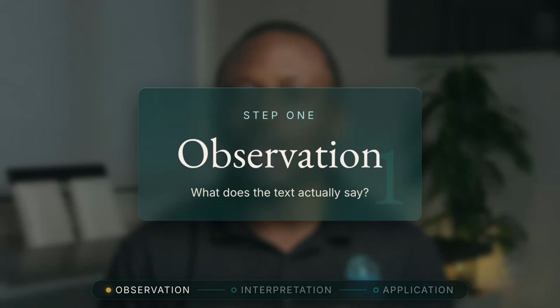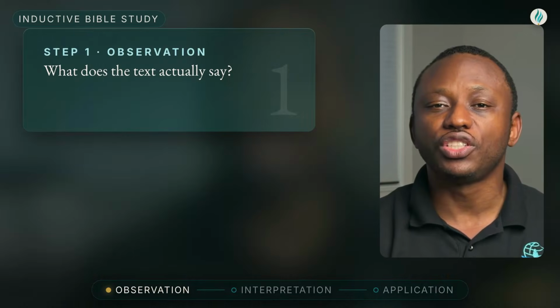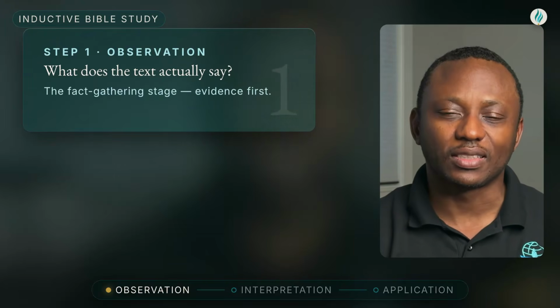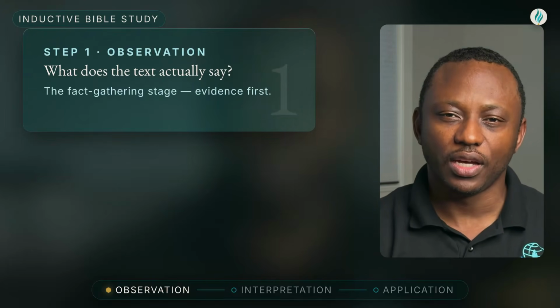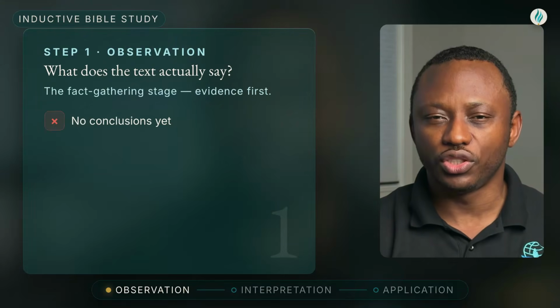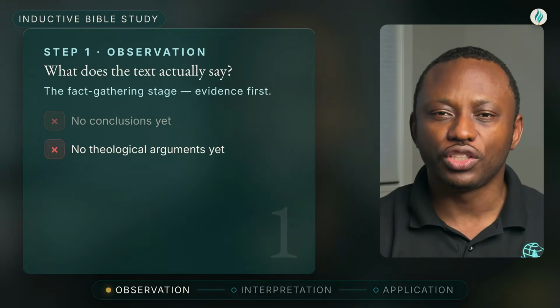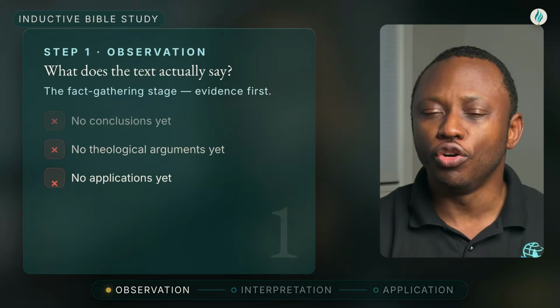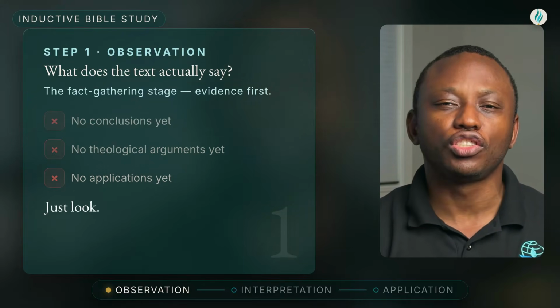Step 1, observation. Observation asks, what does the text actually say? This is the fact-gathering stage. No conclusions yet. No theological arguments yet. No applications yet. Just look.